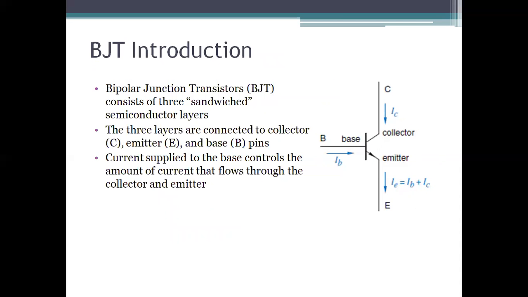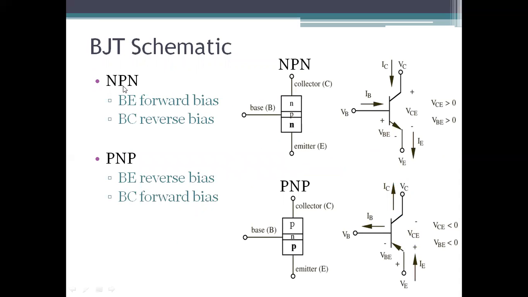How will the BJT work? The BJT, bipolar junction transistor, is sandwiched between semiconductor layers. So it has three layers: base, collector, and emitter. Current is always supplied to the base. The base is the heart of a transistor. Once the base terminal is broken, current flow never happens in this particular transistor. This is the schematic diagram of NPN as well as PNP transistor.